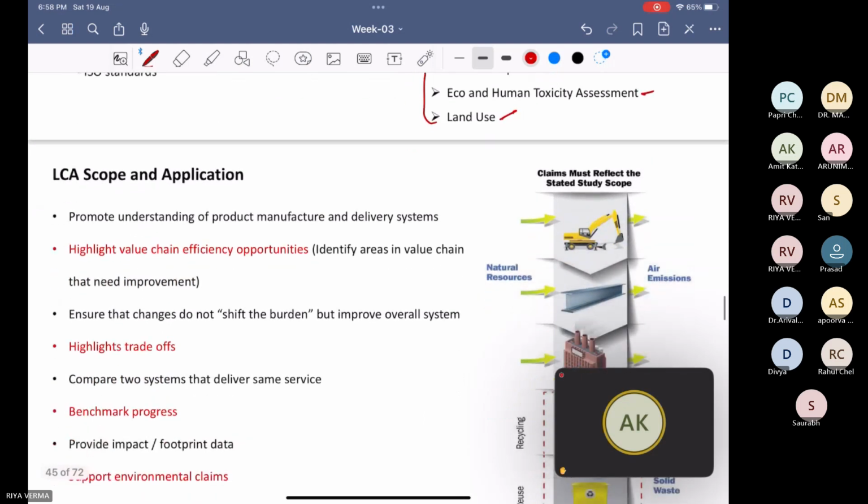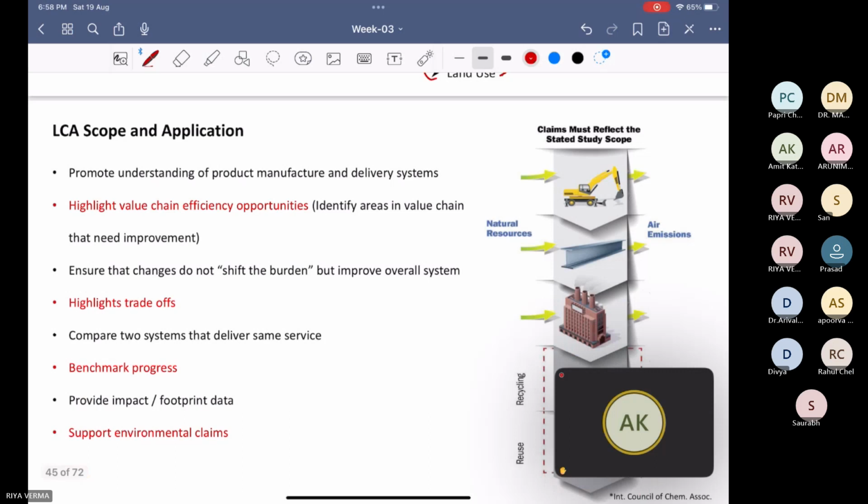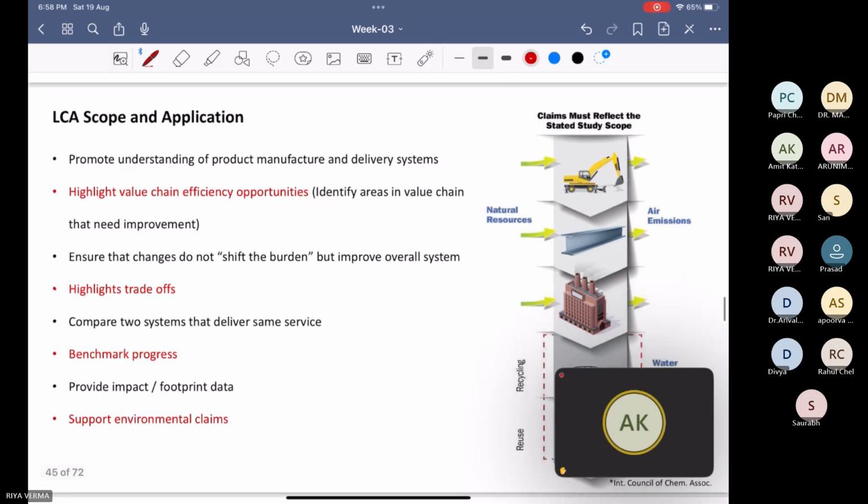Now, coming towards the scope of LCA and application. The scope of LCA is to promote the understanding of product manufacture and delivery systems, highlight the value chain efficiency opportunities, then ensure that changes do not shift the burden.